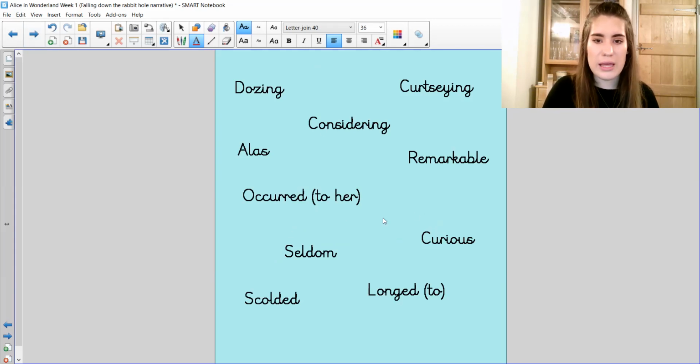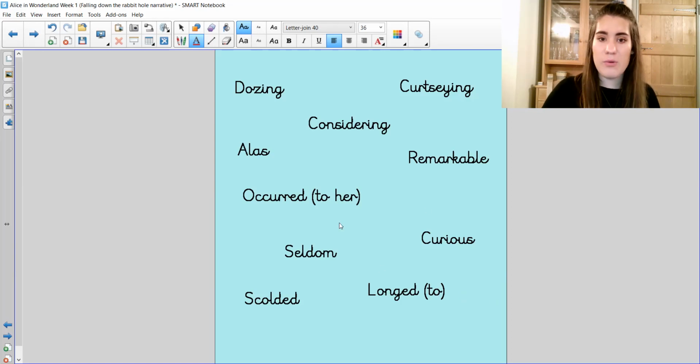Okay, so we've got words like considering. Alas was definitely one that I kind of knew what it meant, but not really. I wouldn't feel confident to use it in my own writing. Seldom, longed, as in she longed to get out into the garden. It occurred to her, as in a thought, she realised something. Dozing, curious, scolded. They're all words that I do recognise, and I've seen them before, but would I feel really confident to write a sentence using some of these words?